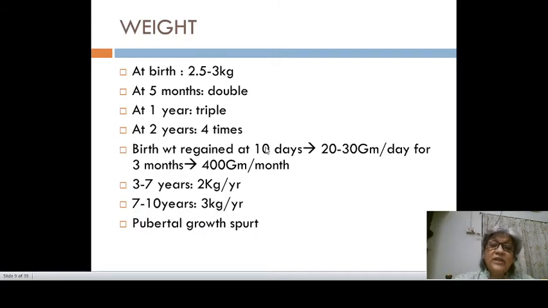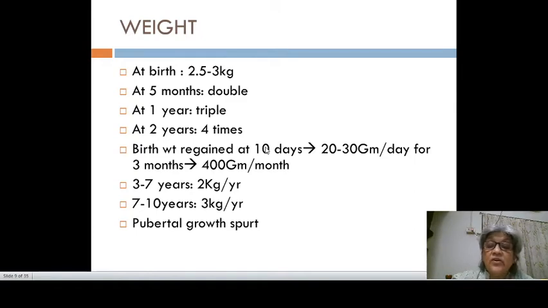Okay, now looking into the weight changes at birth. Body weight at birth does not begin to rise right from day one. We know that there is a little fall in birth weight, which is regained again by 10 days of age. And this fall in weight is because of the extra water content in the body of a newborn.